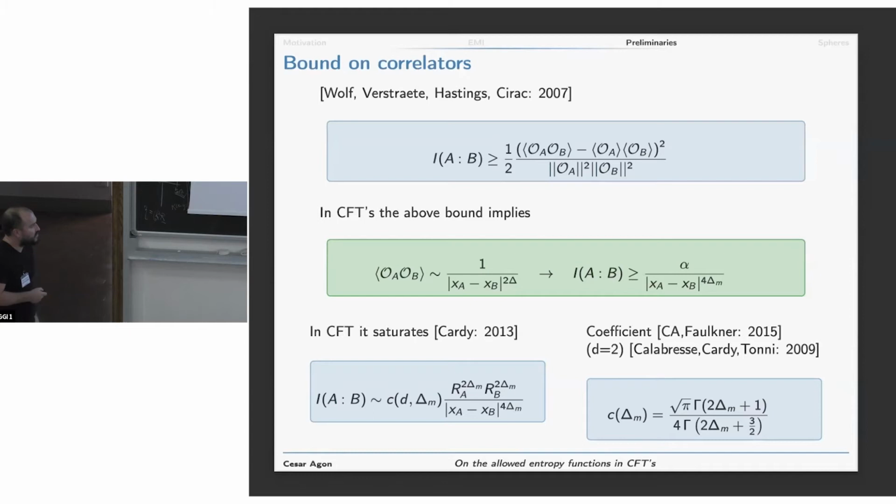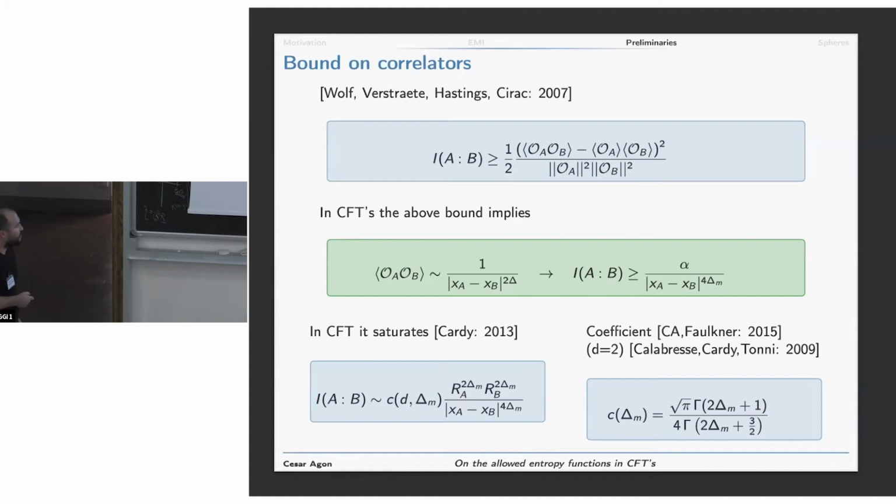Okay? And just because of that, if we want to get close to the mutual information, then what we need to do is consider the primary operator whose two-point function is as big as possible, and that, at least at long distances, will correspond to the one that has the smallest scaling dimension. Okay, so we find that this is an efficient inequality, or an efficient bound.